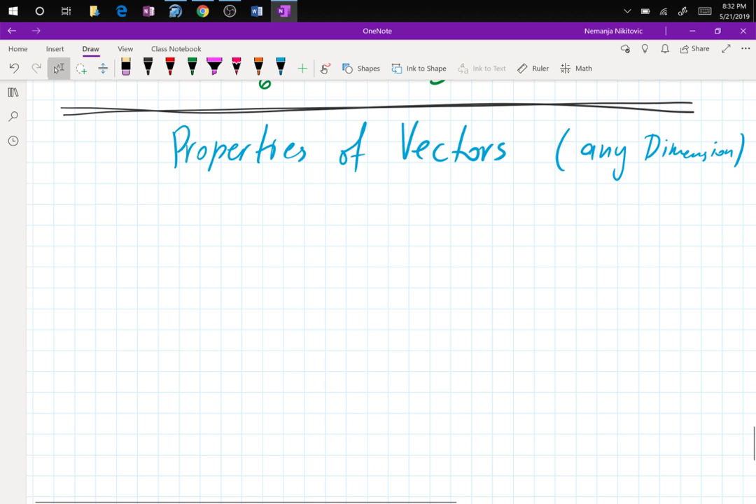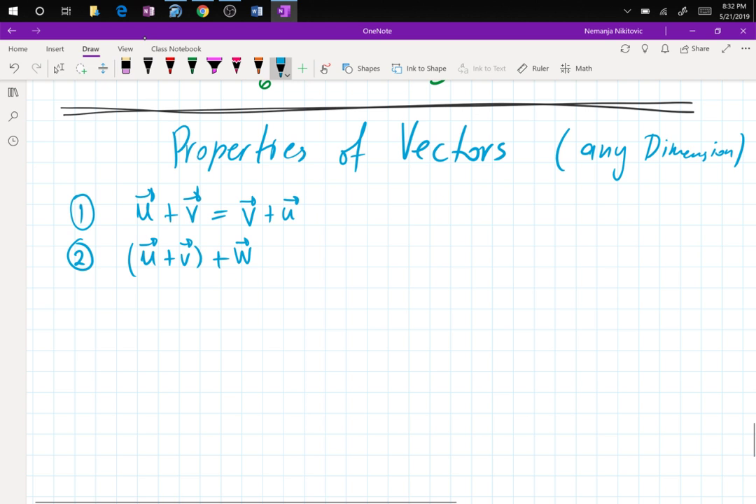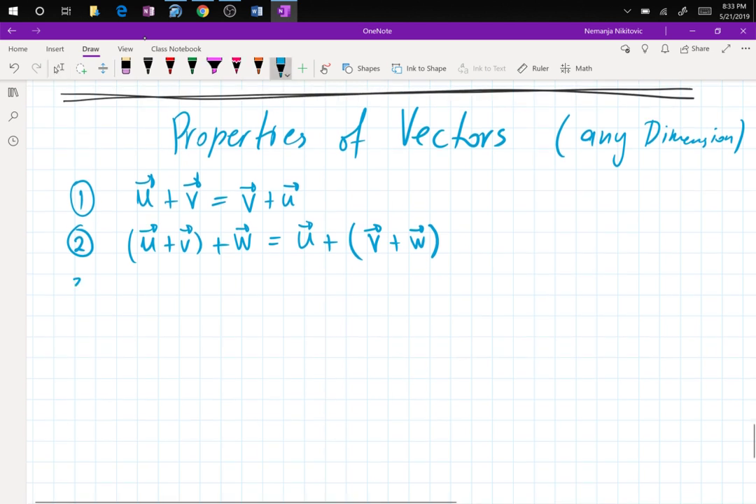So what are the properties? Number 1, commutative property. U plus V is the same as V plus U. Number 2, associative property. U plus V, in parentheses, these are all vectors, plus W is the same as U plus V plus W. Number 3, if you add a 0 vector, you get your original vector back.